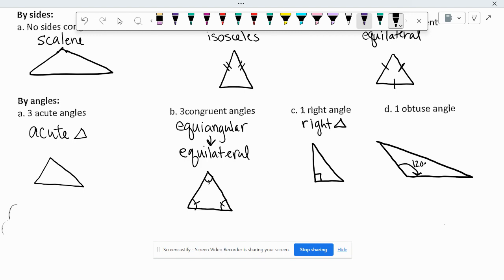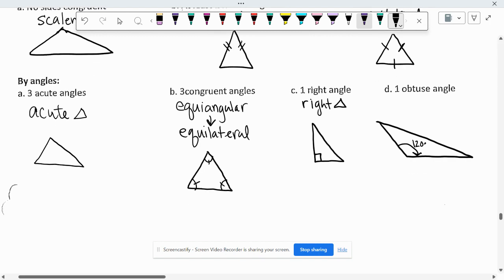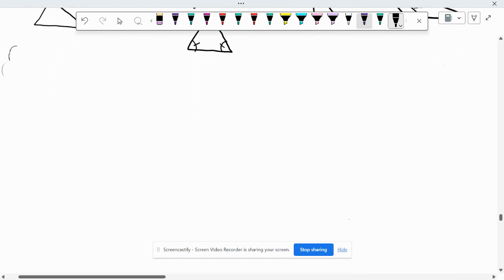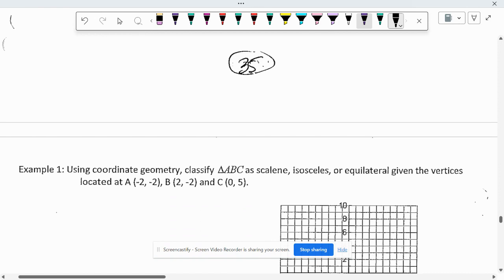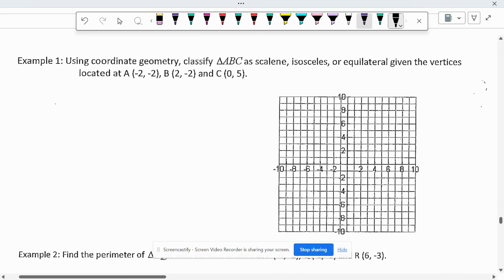So we're going to do example number 1 and example number 3, and then we'll be done. That perimeter is our tomorrow lesson. So let's go to example number 1. Emmanuel, you with me? Example number 1, use coordinate geometry to classify this triangle as scalene, isosceles, or equilateral.